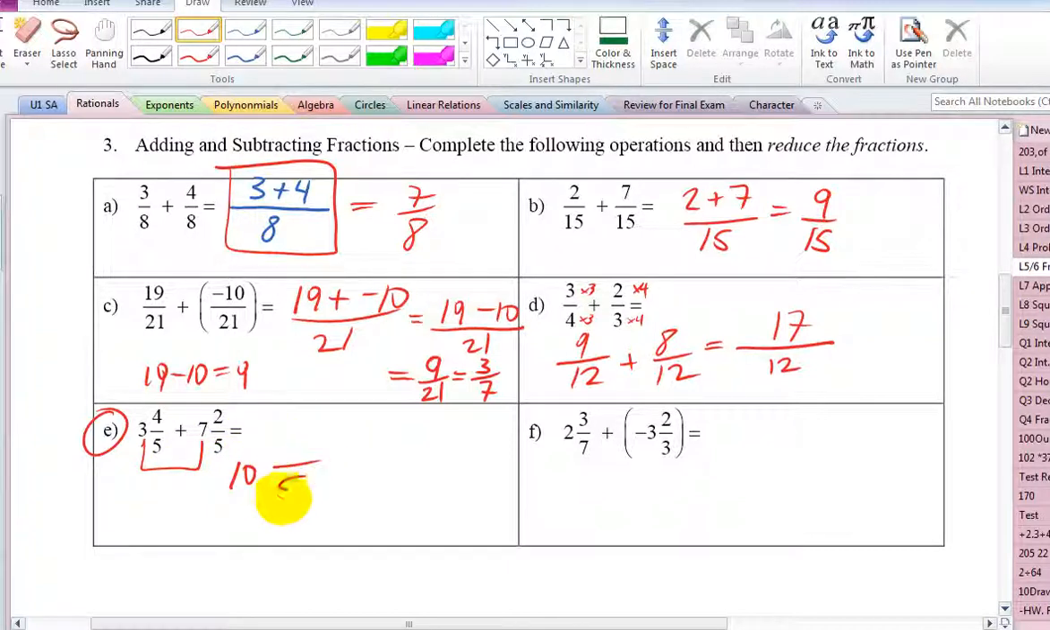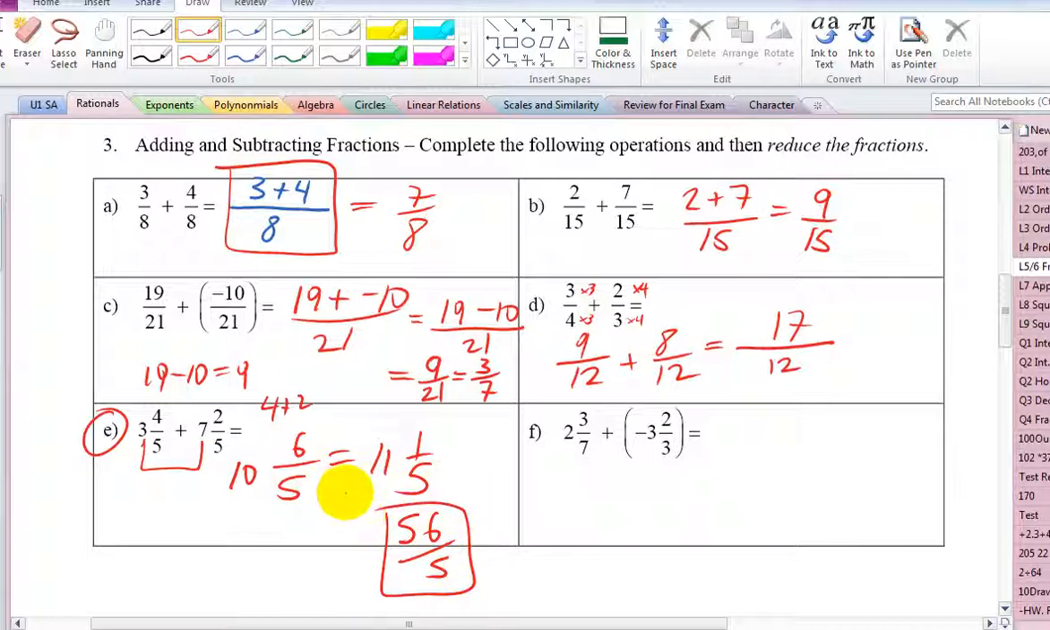7 plus 3 is 10. 4 plus 2 is 6. But I wouldn't leave that as a final answer. Okay. Yeah, Laurel? Good. 11 and 1 over 5. Good. Now what you did, Caroline, is you put it as an improper fraction. You could have done that as well. You could have had 56 over 5. That's what you said, right? You could do that as well. Okay? So either the top or the bottom.